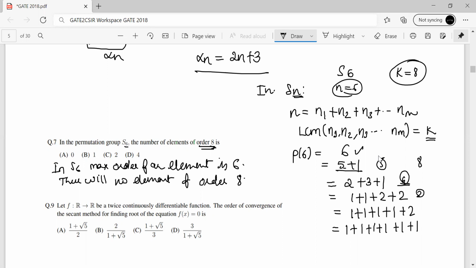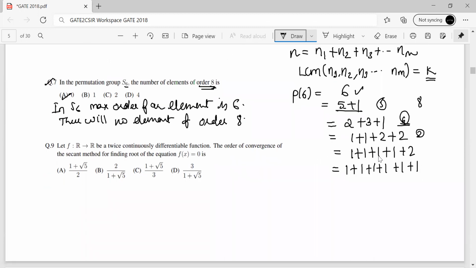Because in a permutation group, you find the order of an element by taking the LCM of all disjoint cycles. So basically you have to break this n into disjoint cycles and then take their LCM. So in case you try to get LCM 8, you won't find any such partition. So there will be no element. So your option is A.